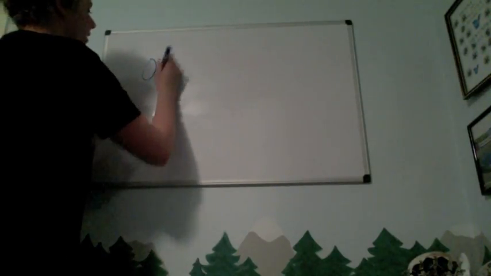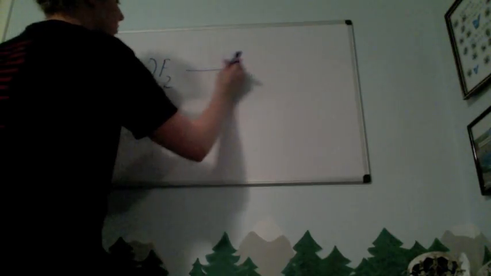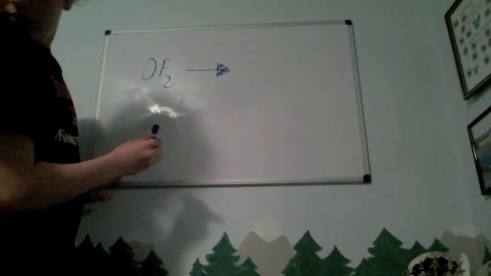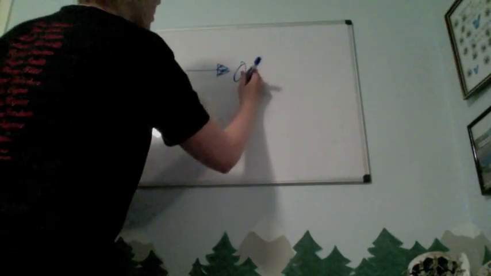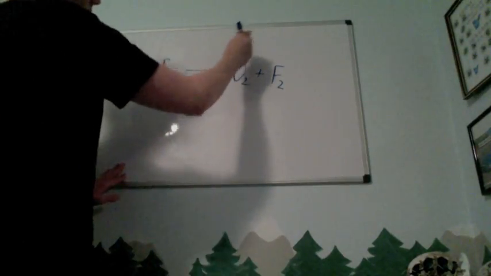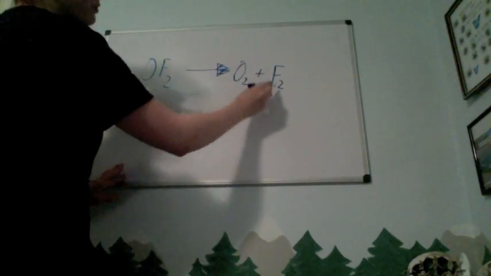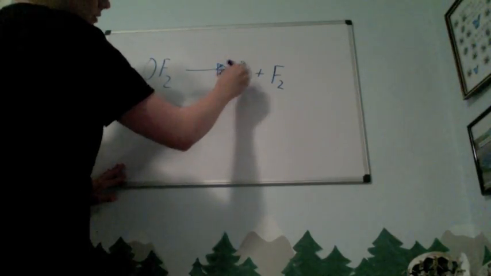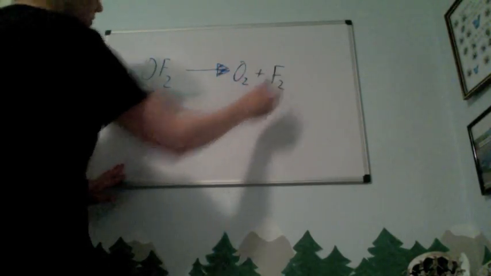Now this is an example of a simple equation to balance. So OF2 produces O2 plus F2, produces oxygen and fluorine. Now note that since oxygen and fluorine are by themselves and they are Brinkelhoffs, we have to make them diatomic, so O2 and F2.